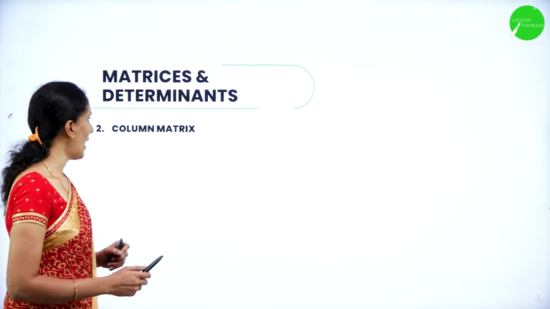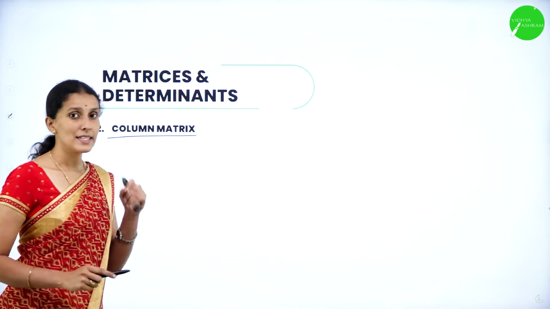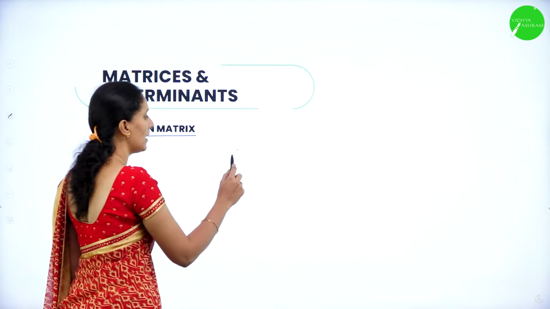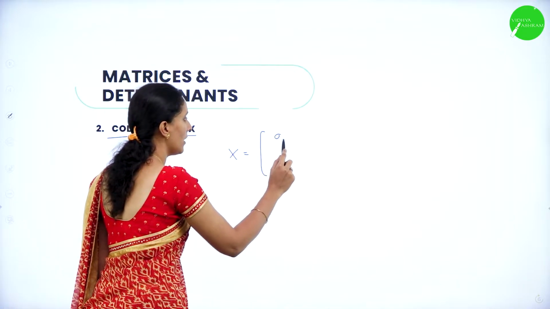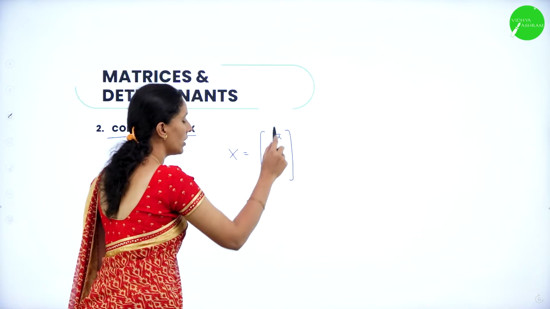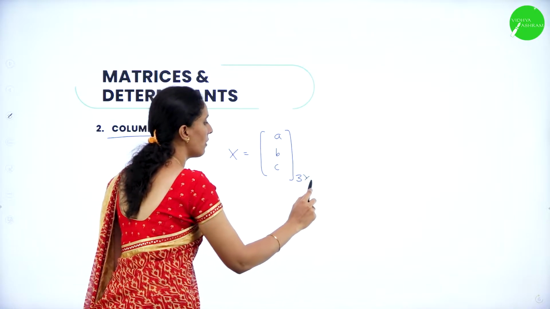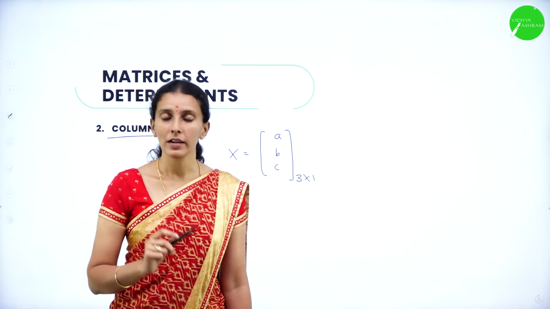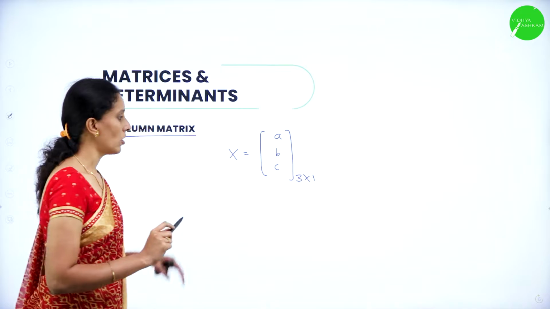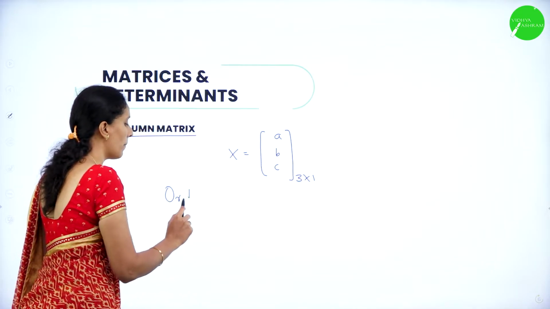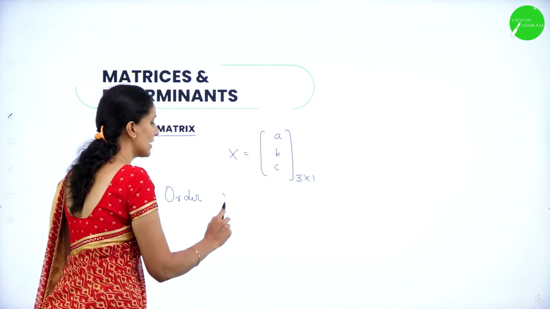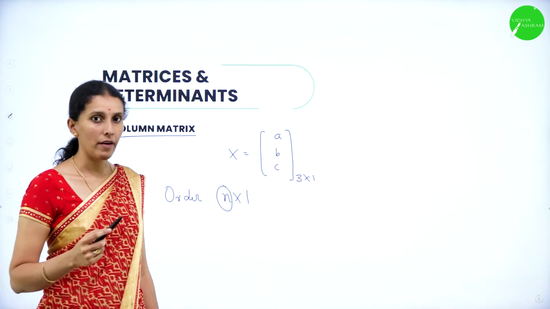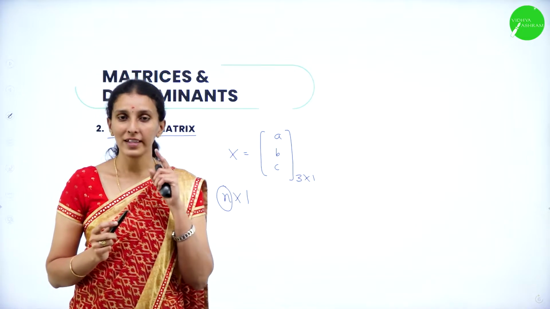Next one, you have the column matrix. As the name itself says, it contains only one column. So let me take an example. X is equal to A, B, C. So here you have 3 rows and 1 column. So the matrix which contains only one column is nothing but the column matrix. Here also the order of a column matrix may be represented as n cross 1. The number of rows may be finite or infinite, but the column is always 1.